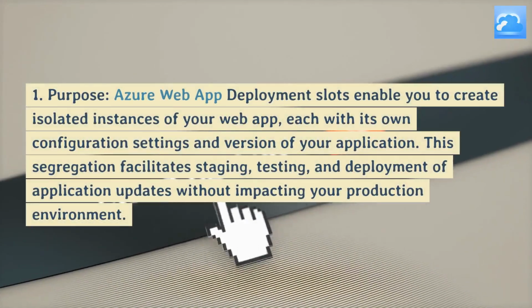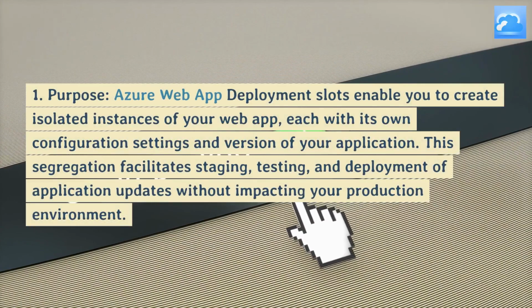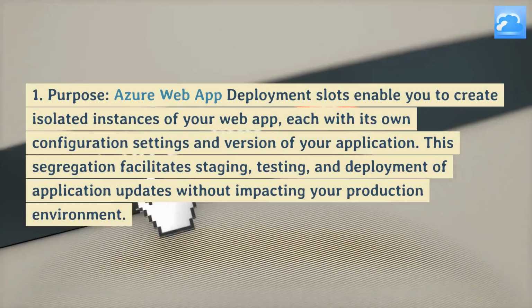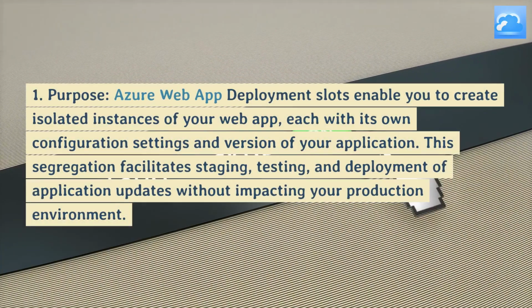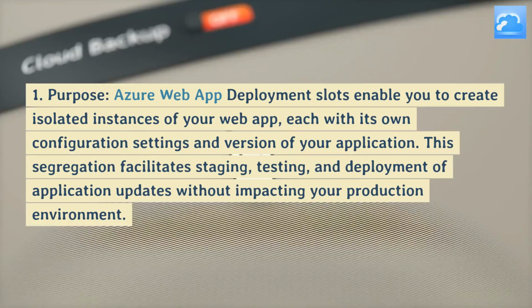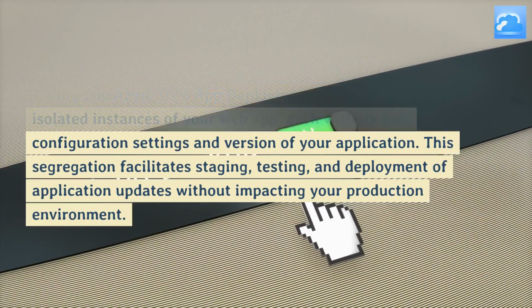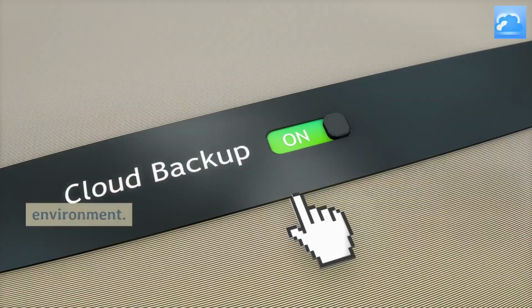1. Purpose. Azure Web App Deployment Slots enable you to create isolated instances of your web app, each with its own configuration settings and version of your application. This segregation facilitates staging, testing, and deployment of application updates without impacting your production environment.